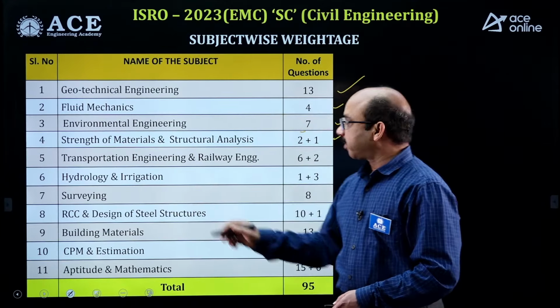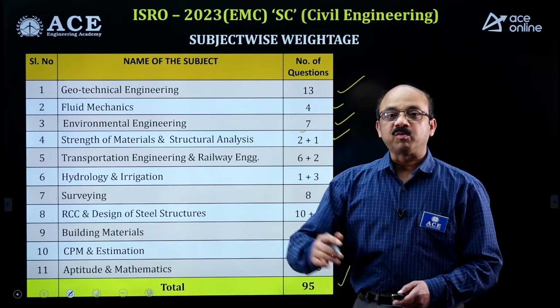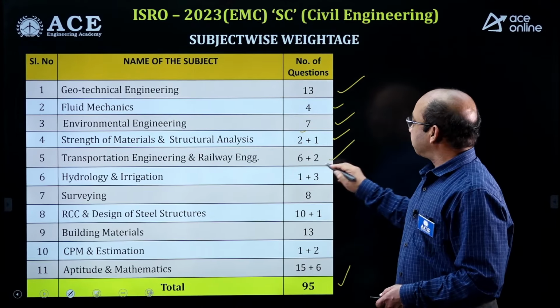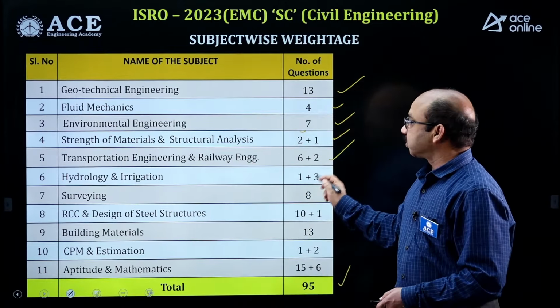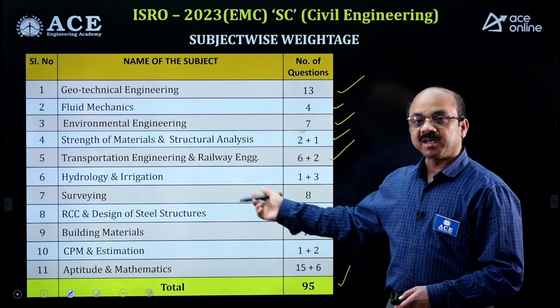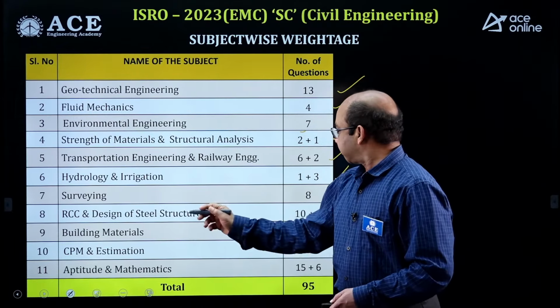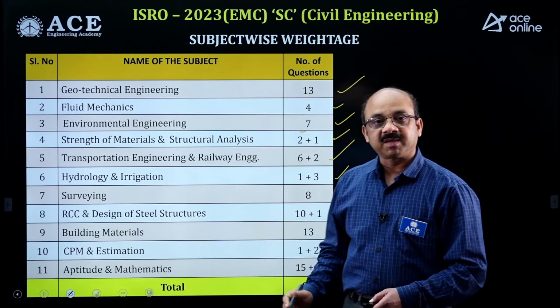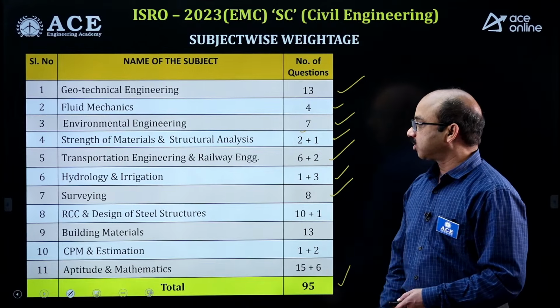And you can see transportation engineering along with railway engineering given reasonably good weightage, 6 plus 2: 6 questions from the transportation, that is basically highway engineering, and 2 questions from the railway engineering. Then hydrology and irrigation, you can see 1 plus, totally we have 4 questions. And surveying is given good weightage in this particular examination. Totally we had 8 questions.